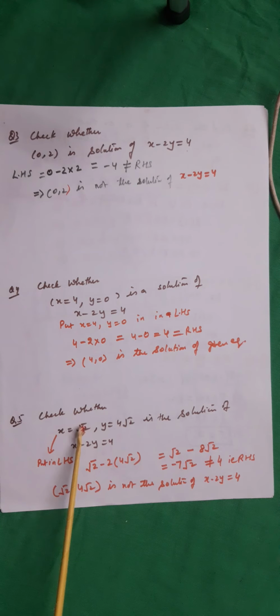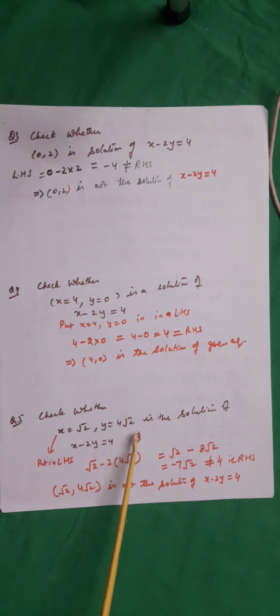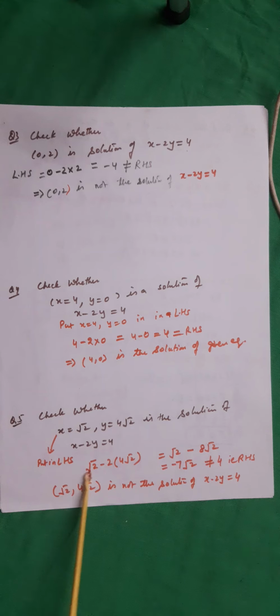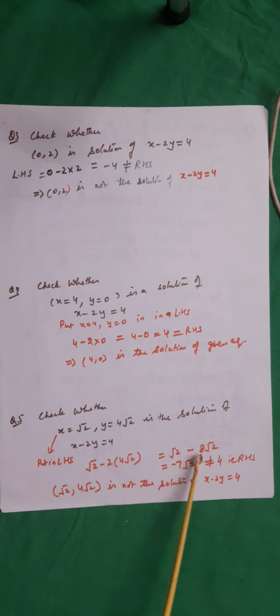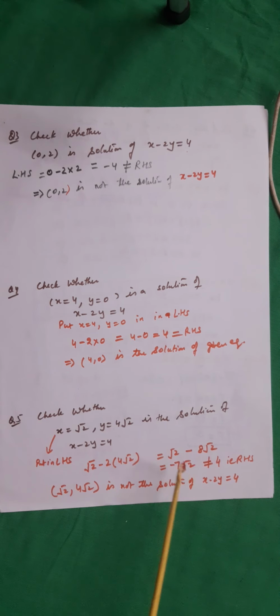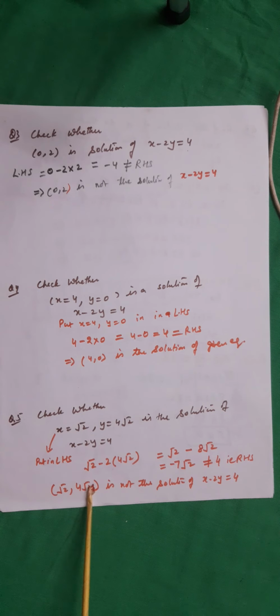Let's take one more part. Check whether x is equal to root 2 and y is equal to 4 root 2 is the solution of this. Let's see. Put the values. We get root 2 minus 2 into 4 root 2, which is equal to root 2 minus 8 root 2. That means this is equal to minus 7 root 2, which is not equal to right hand side. Therefore, root 2 comma 4 root 2 is not the solution of x minus 2y is equal to 4.